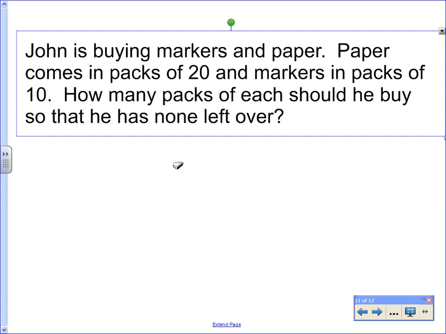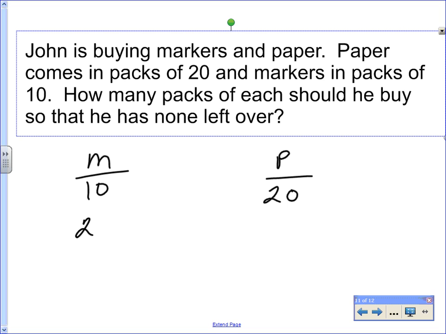John is buying markers and paper. Paper comes in packs of 20 and markers comes in packs of 10. How many packs of each should he buy so that he has none left over? So we're buying markers and paper. Paper comes in packs of 20. Markers comes in packs of 10.